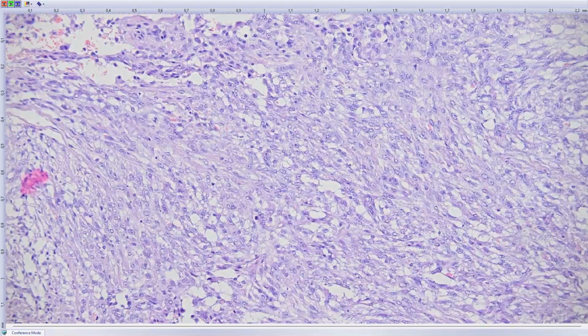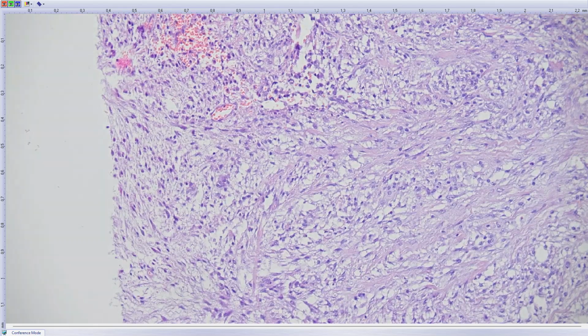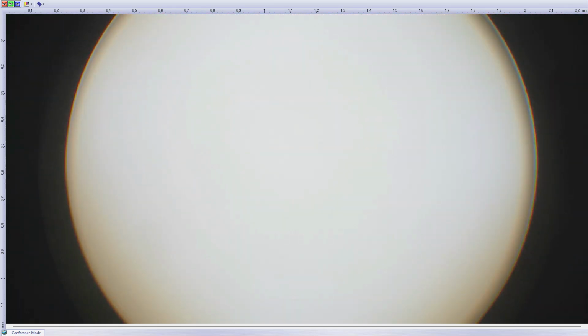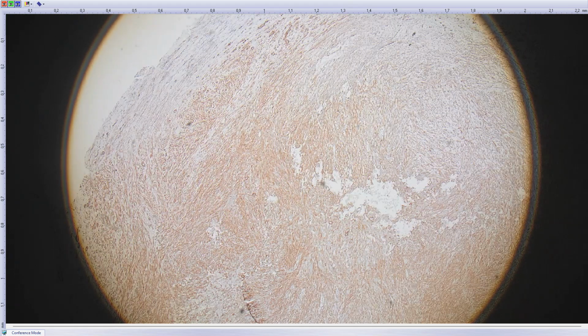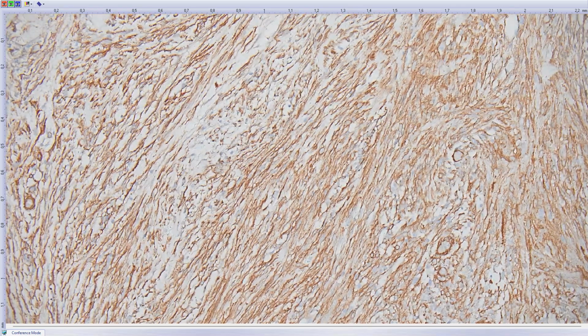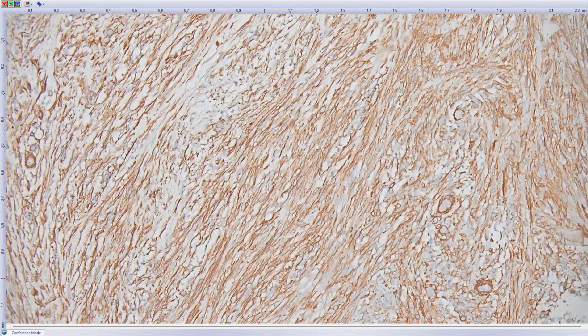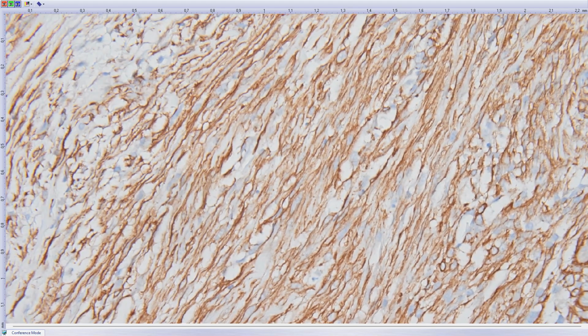Often you can find scattered giant cells. There were some here, but I don't know if I want to spend time looking for them. Maybe here. This is a myofibroblastic tumor, so there is smooth muscle actin positivity, typically widespread, but it can be negative as well, or focal. So this is SMA, smooth muscle actin, with this so-called tram track pattern. So the cytoplasm or the cell membrane gets stained from both sides.